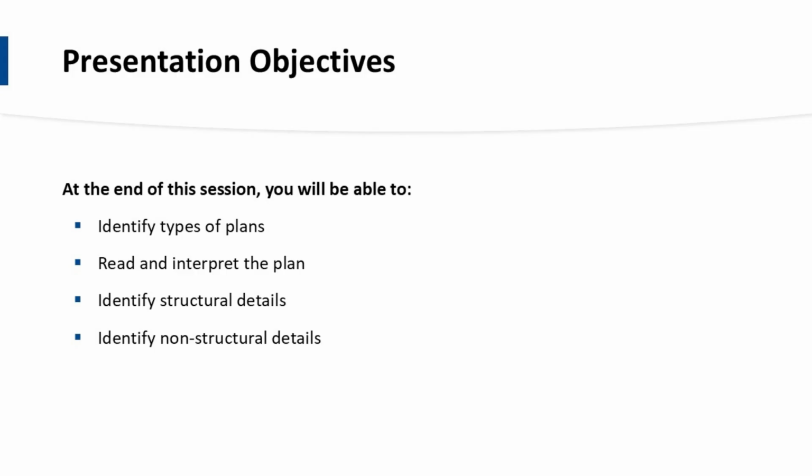Unit objectives. This unit contains 4 major learning objectives. First, you will learn how to identify the different types of plans and confirm that the drawings and specifications you are working with represent the most current version.